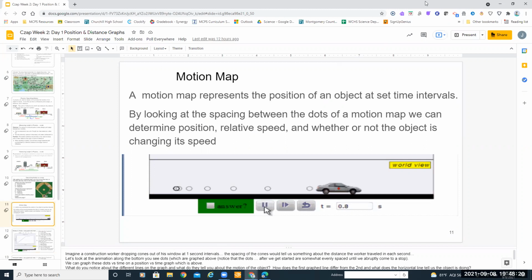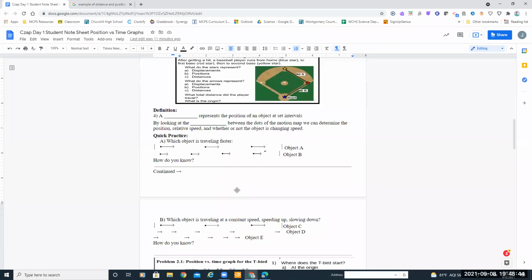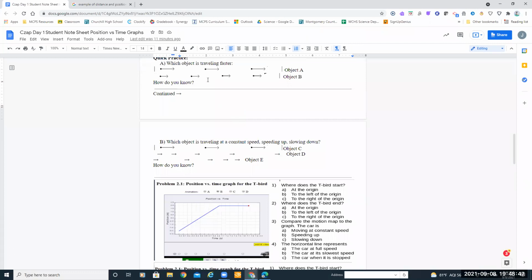All right, so here's kind of where we wrapped up our classes. We went over number 4. A motion map represents the position of an object at set intervals. By looking at the spacing or distance between the dots on a motion map, we can determine the position, relative speed, and whether or not an object is changing speed. And then I asked students to do the quick practice, A and B. Notice one's on the bottom of the page and one's on the top of the next page.